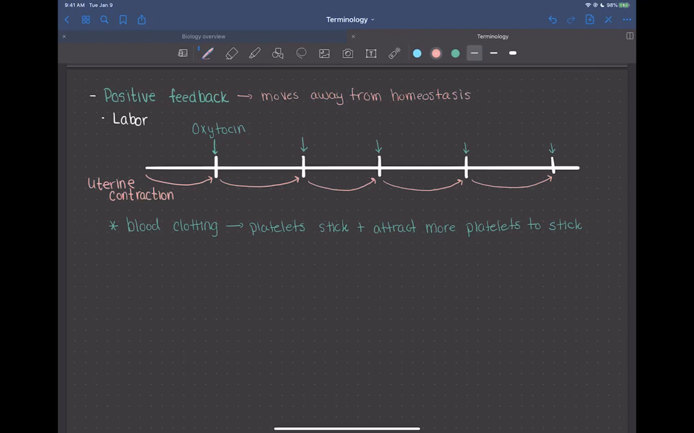All right, so that is it for this chapter on terminology. Next chapter we'll be doing chemistry. Make sure you work on your homework for this chapter as well as filling in your chapter review to help you prepare for your test.